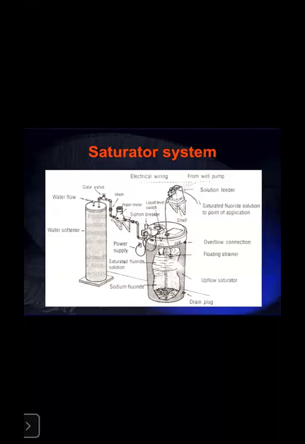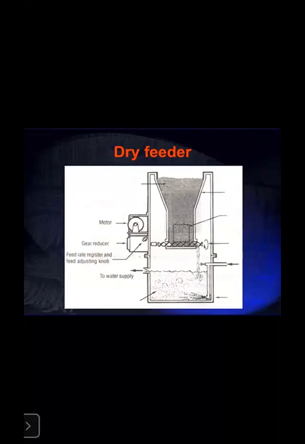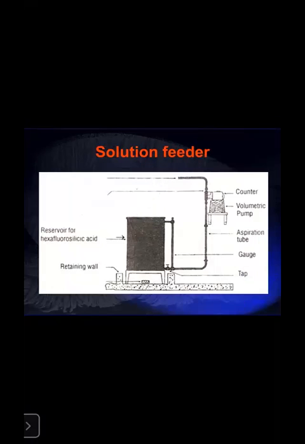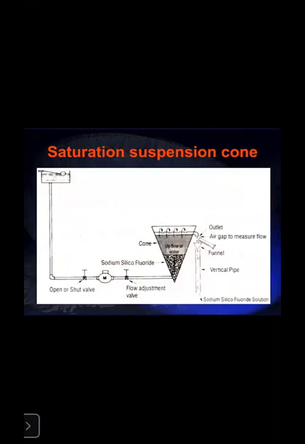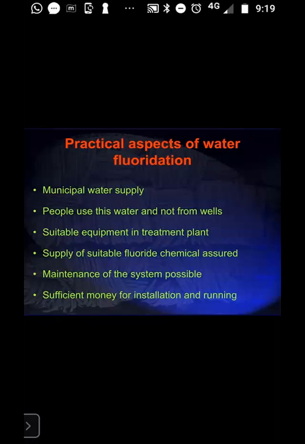This is the saturator system. This is the dry feeder system. This is the solution feeder system. This is the Venturi fluoridator system. This is the saturation suspension cone. And these are the various systems by which fluoride is added in community water and the drinking water supply.